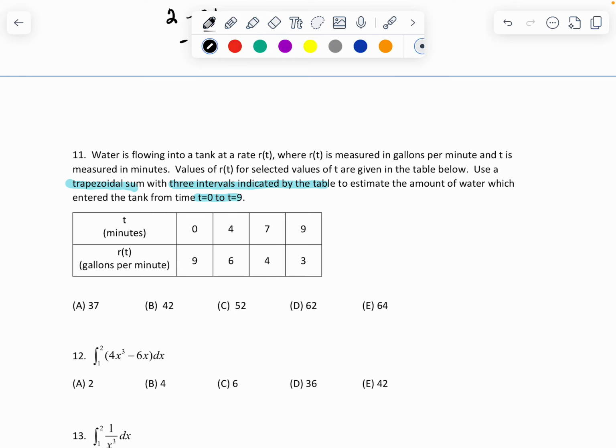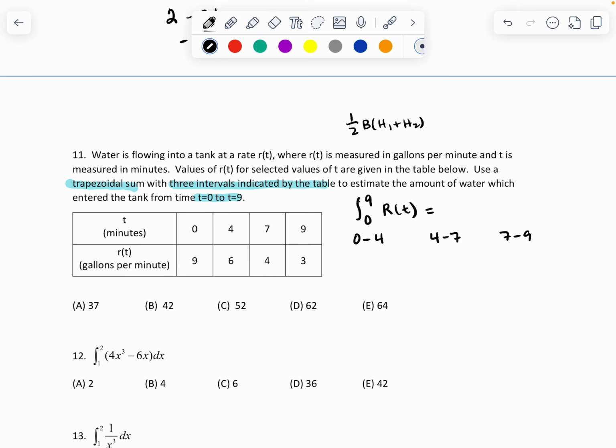So this is just a regular integral. So you're going to go the integral from 0 to 9 of your function r of t. And I just need to figure out what that equals. Okay, now it's saying how to do it. So you're going to use a trapezoidal sum. So let's look at our 3 intervals. You're going from 0 to 4, then you're going from 4 to 7, and then you're going from 7 to 9. And then remember, the area of a trapezoid is 1/2 the base times height 1 plus height 2.